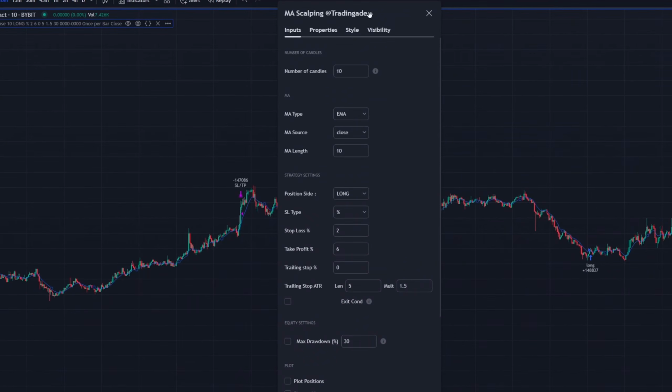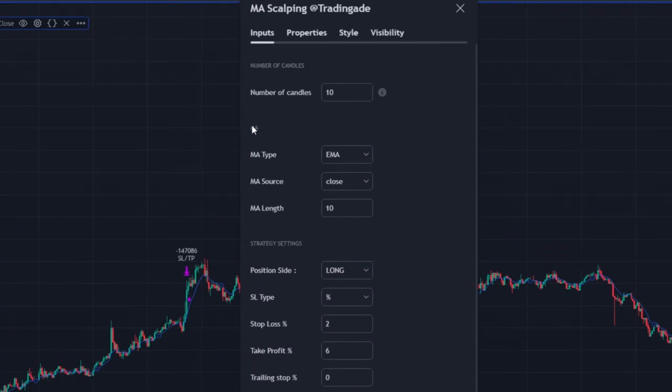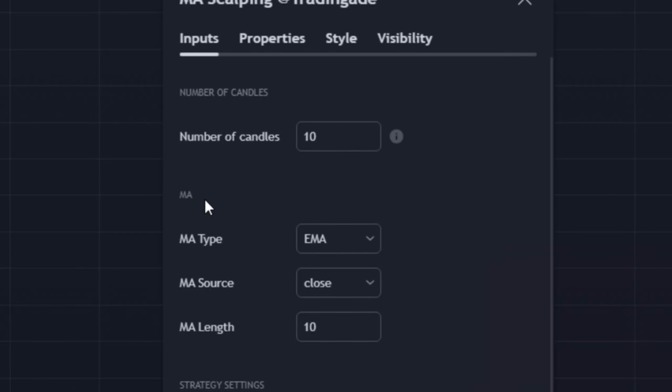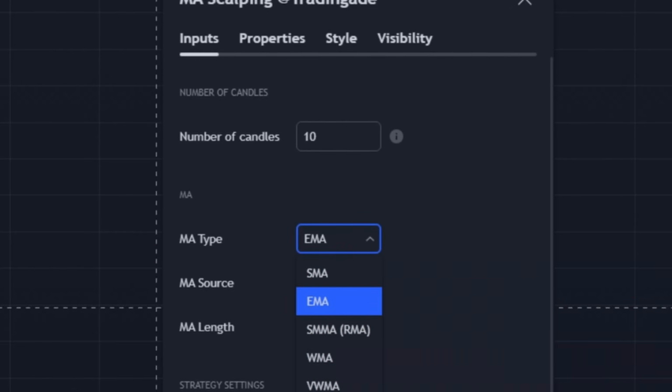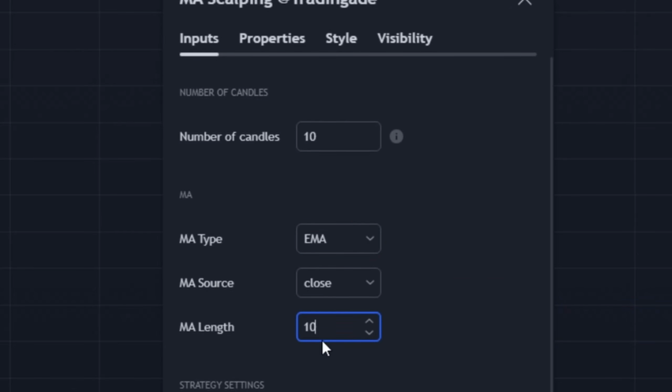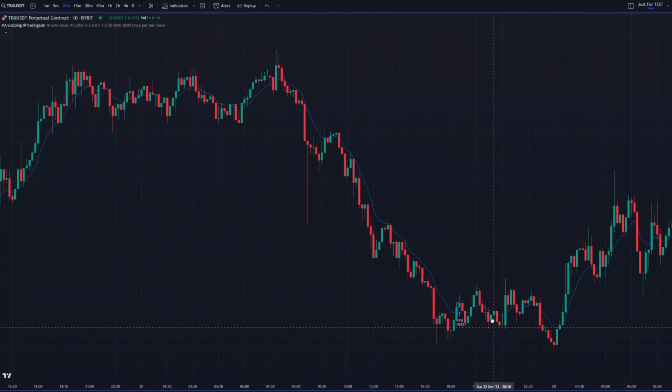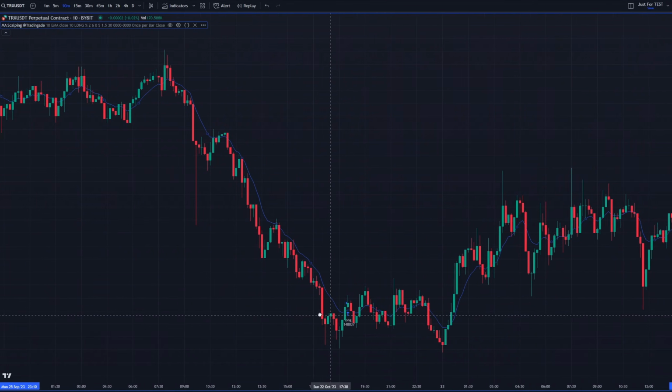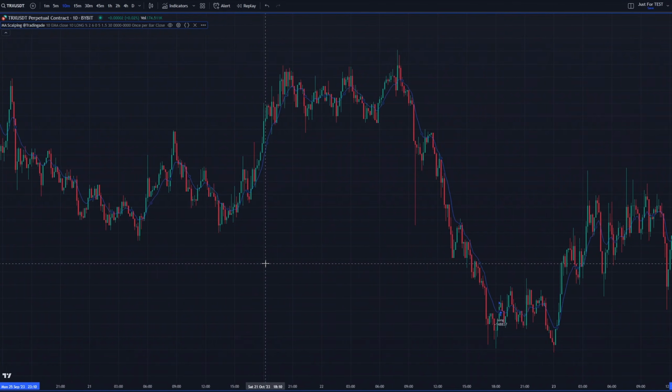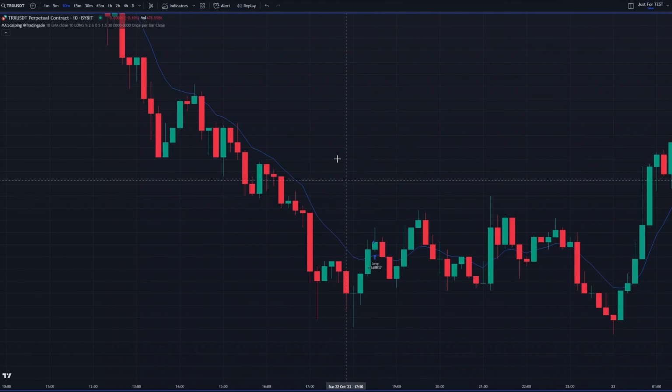I created this indicator that is based on a moving average. As you can see here, we have this section that is dedicated to the entry signals. This is the typical moving average settings, really simple: types of moving average, source, and here the length. At first glance, it seems that price crosses and then you enter a position, but in reality it doesn't. In order to generate a valid long entry signal, these are the rules that must be respected.